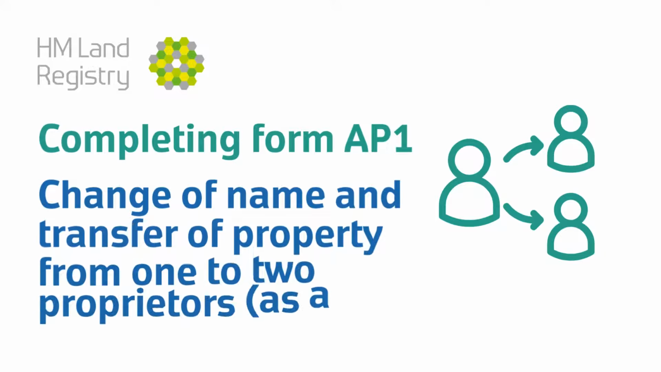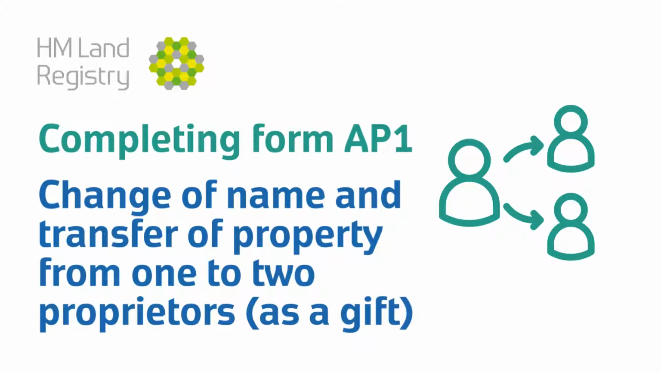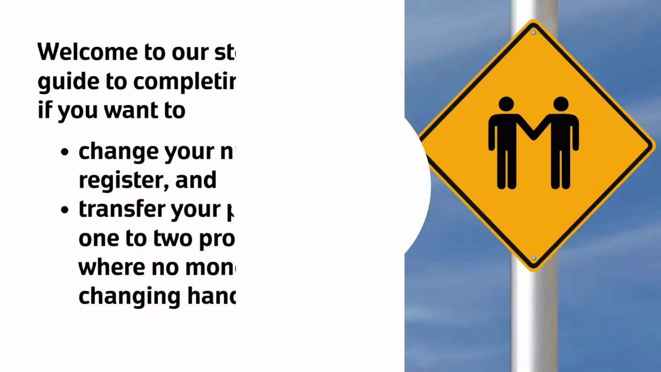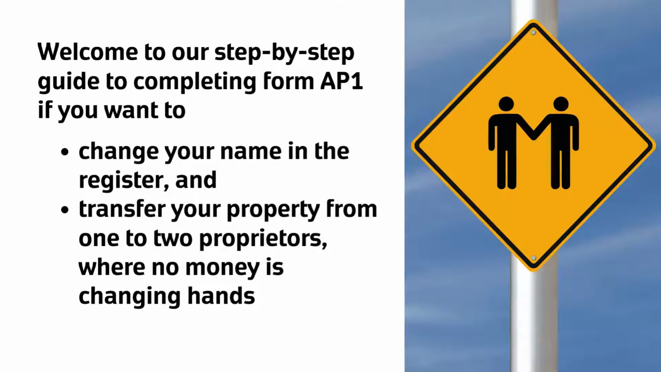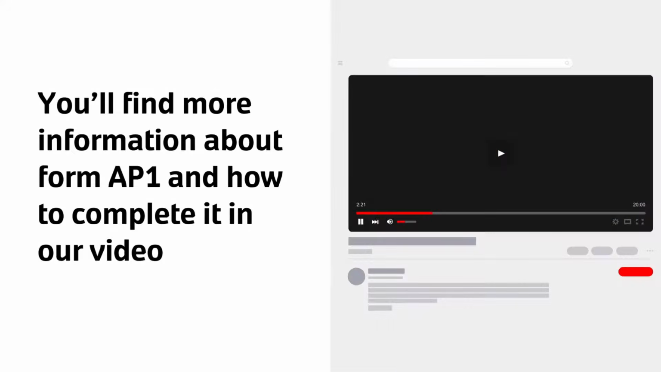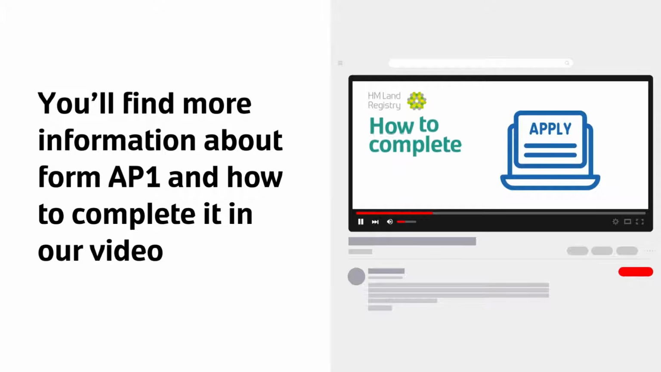Completing Form AP1. Change of name and transfer of property from 1 to 2 registered proprietors as a gift. Welcome to our short step-by-step guide to completing Form AP1 if you want to change your name in the register and transfer your property from 1 to 2 proprietors where no money is changing hands. You'll find more information about Form AP1 and how to complete it in our video How to Complete Form AP1.